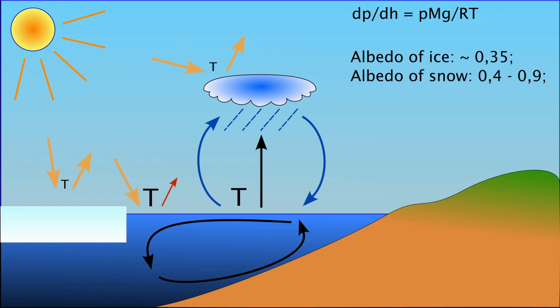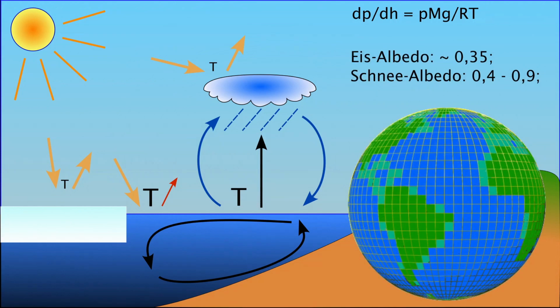But actually, this is not a very big problem either, because nowadays we have satellites which are circling our globe and which can measure all these things which we have to feed into climate models. So they can measure the albedo of ice at every location, and so it's possible to get these numbers which we have to feed into climate models.